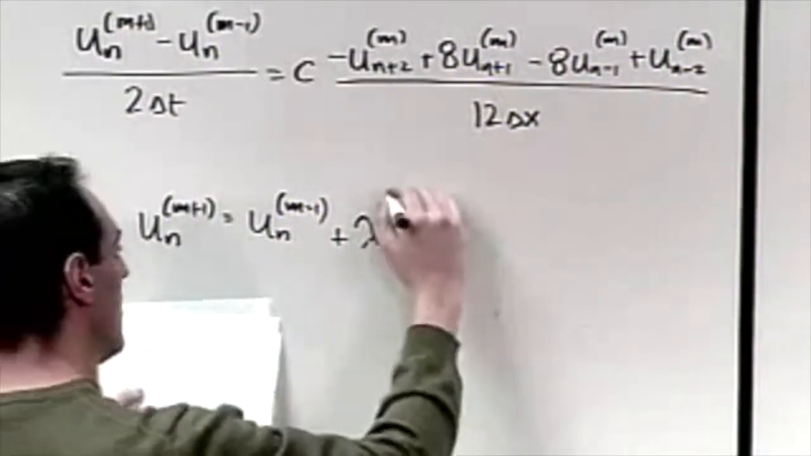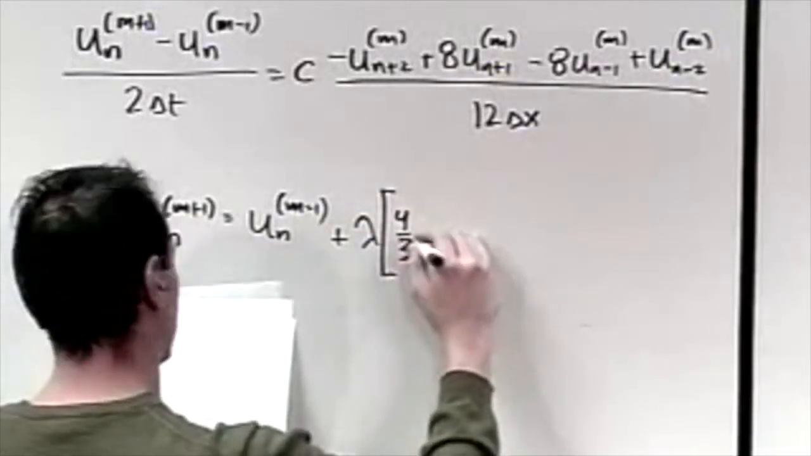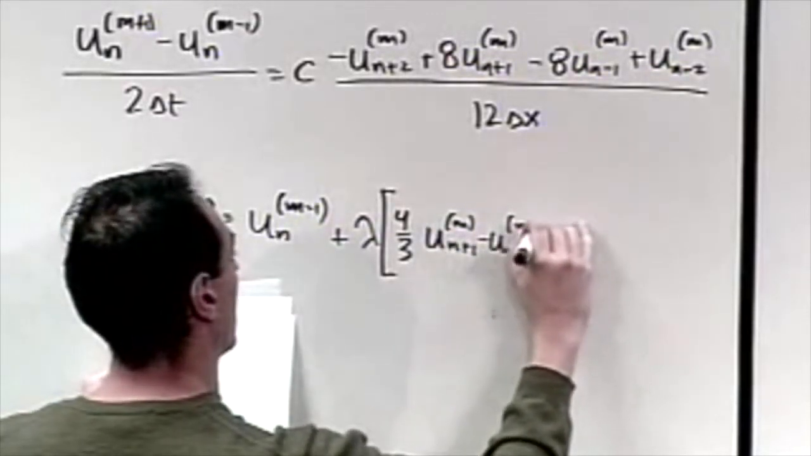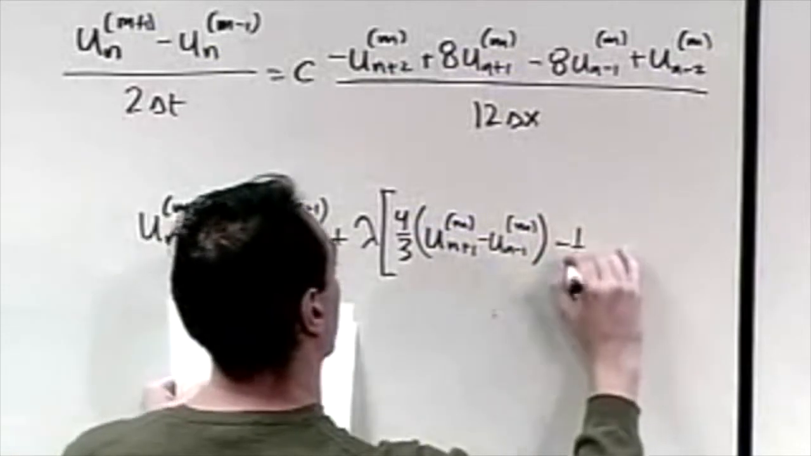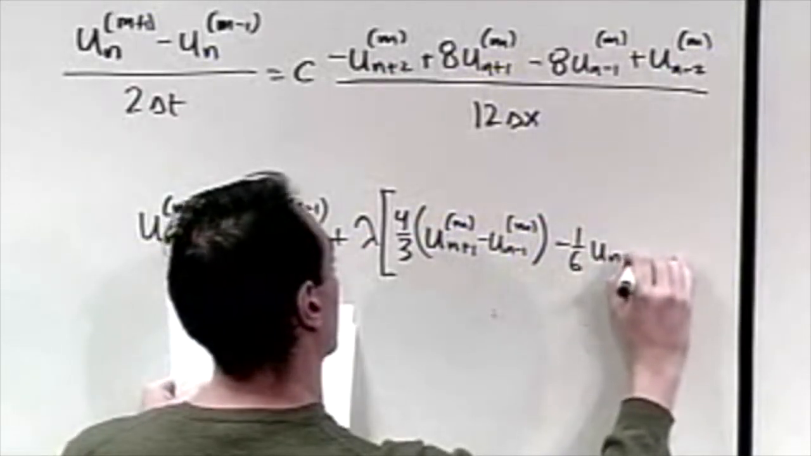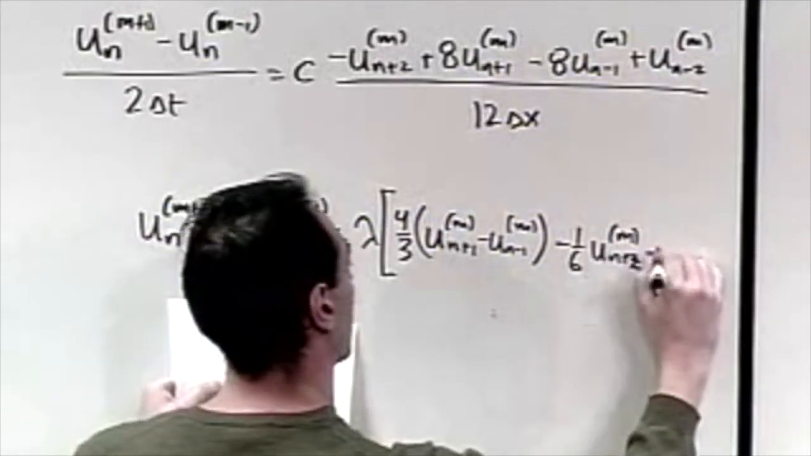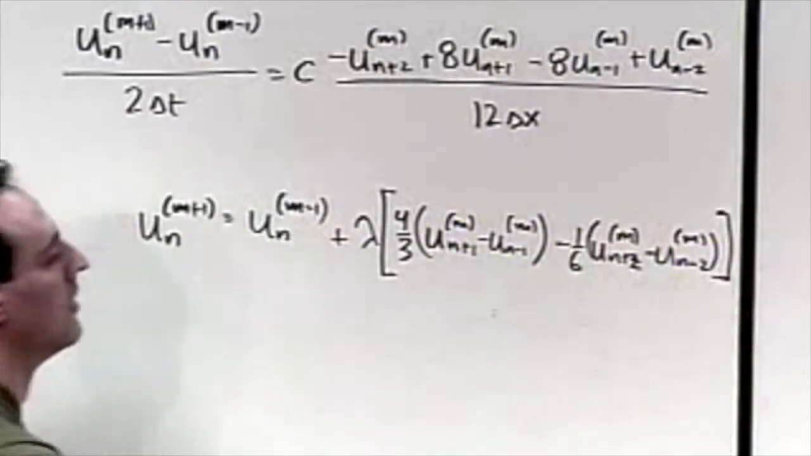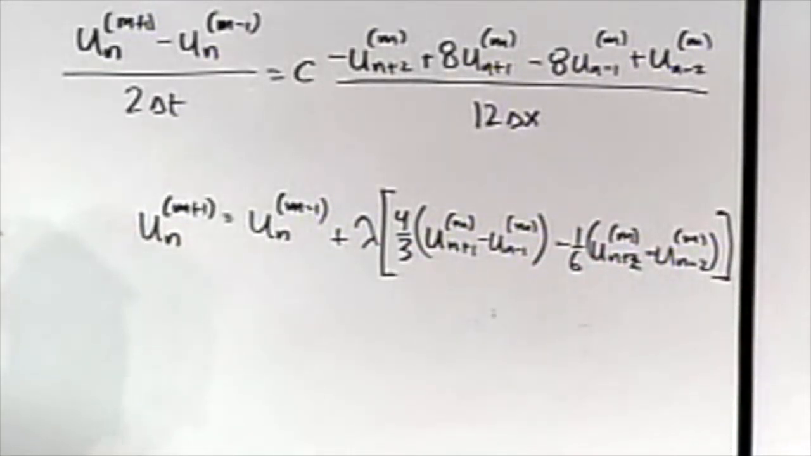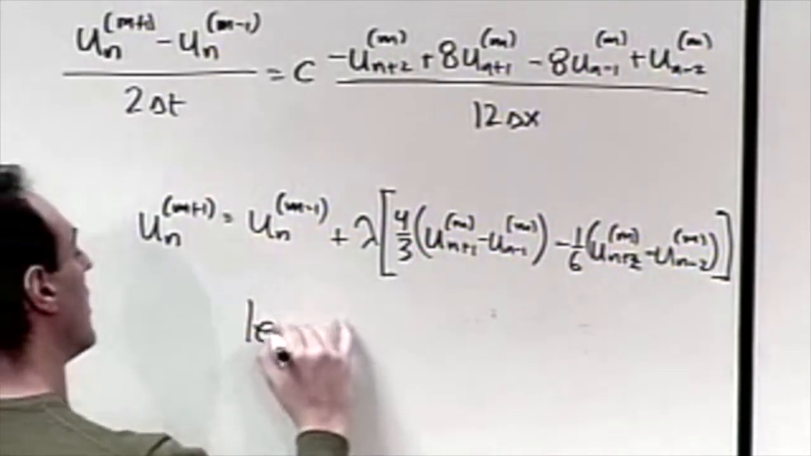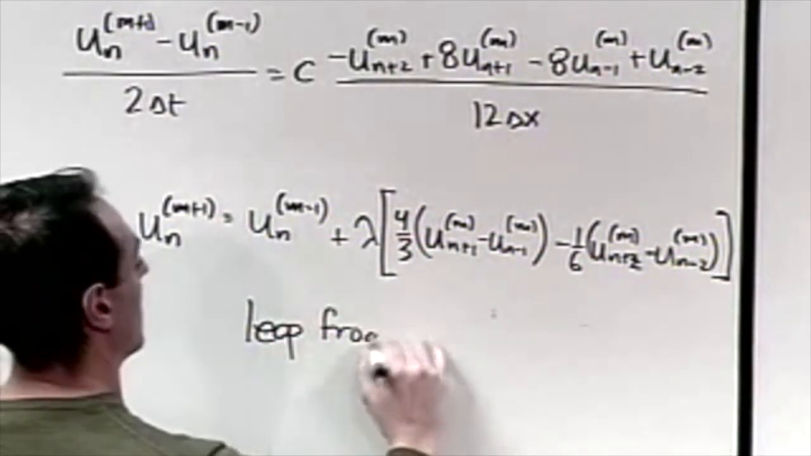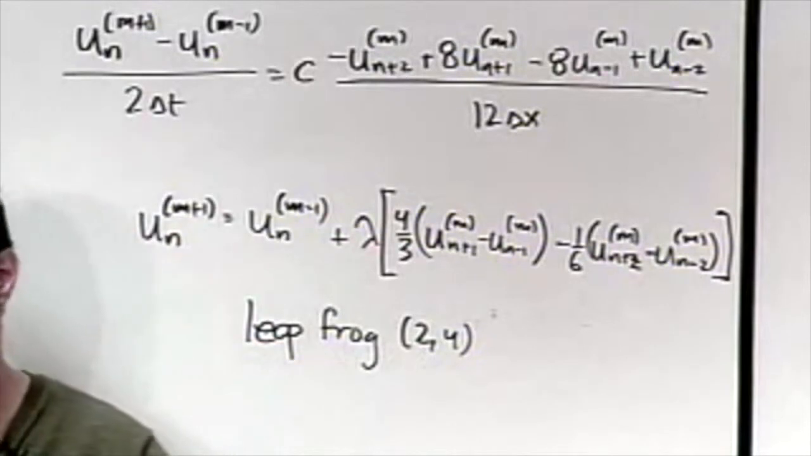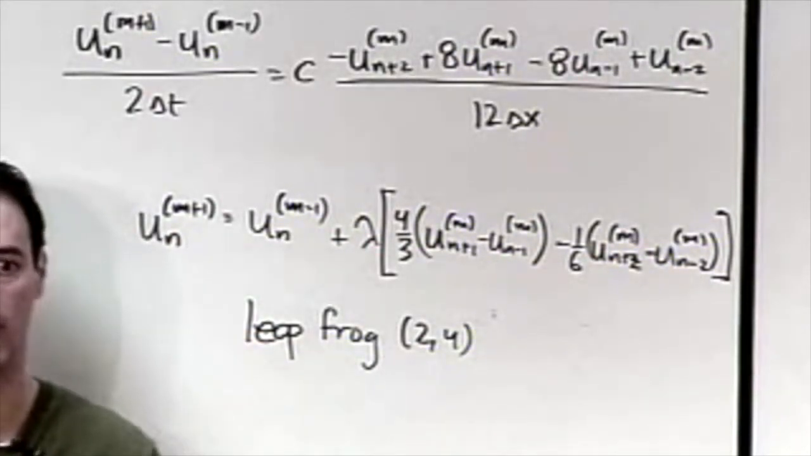plus lambda, which is your CFL, times 4/3 u of n plus 1, m, minus u of n minus 1, m, minus 1/6 u of n plus 2, m, minus u of n minus 2, m. This is called Leapfrog 2.4. And you can imagine having a Leapfrog 2.6, Leapfrog 2.8, and on and on and on.